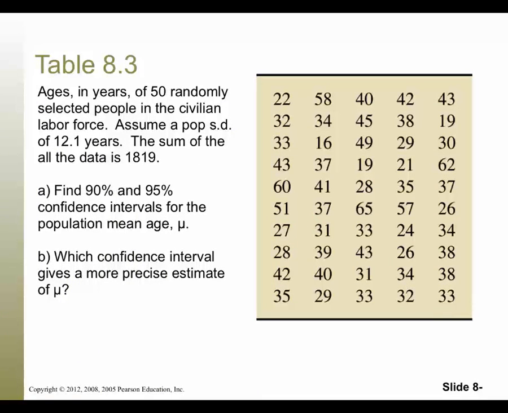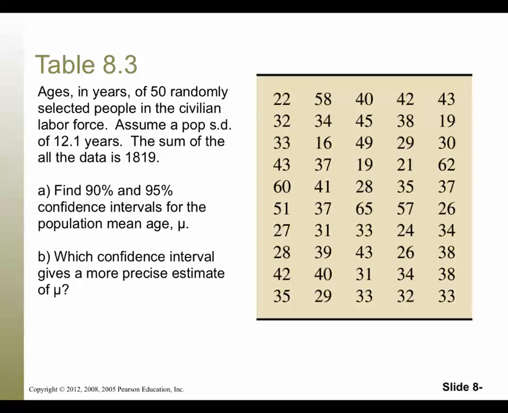Okay, so let's do an example here. So ages in years of 50 randomly selected people in the civilian labor force. Assume a population standard deviation of 12.1 years. The sum of the data is 18.19. So I want you to find the 90% and 95% confidence intervals for the population mean age, mu. Okay, see if you can do that.